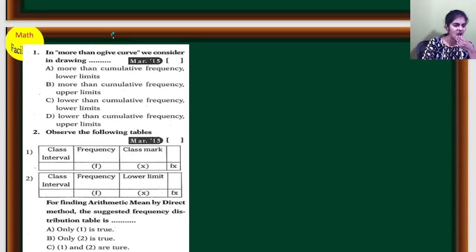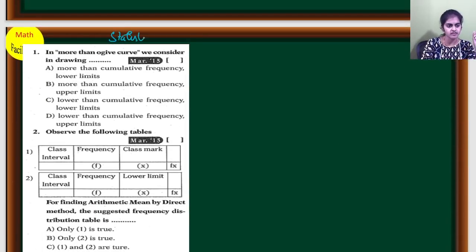Now let's proceed to statistics. More than ogive curve is deleted, so not taking this. For less than ogive curve, you will take upper boundary and less than cumulative frequency. More than is the reverse. You will take lower boundary and more than cumulative frequency. So these two options. So option C is correct.